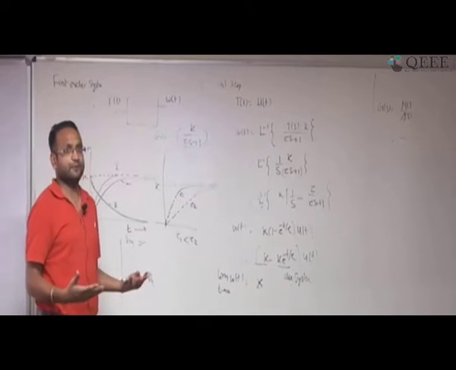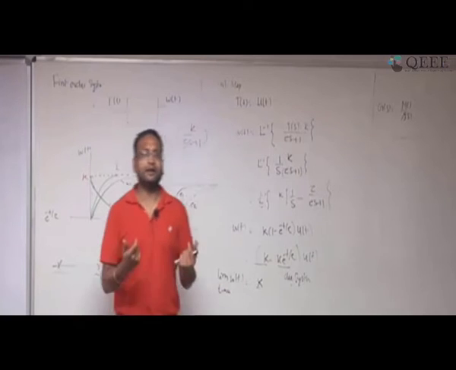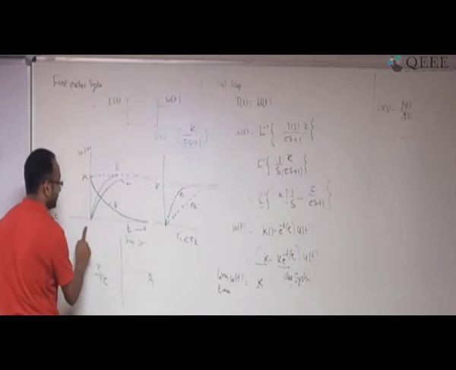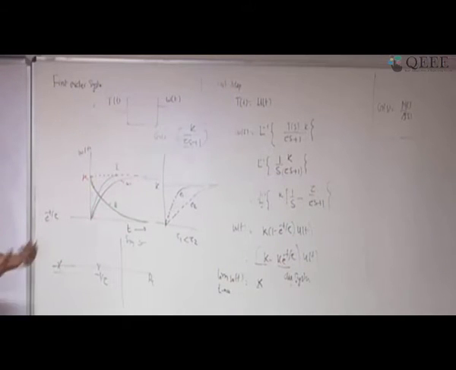This is what I want. Whenever I give some input to the system, it should respond quickly. And in this case, if the system is quickly responding, I am going to reach the steady state value as soon as possible. Okay, so this part is clear.